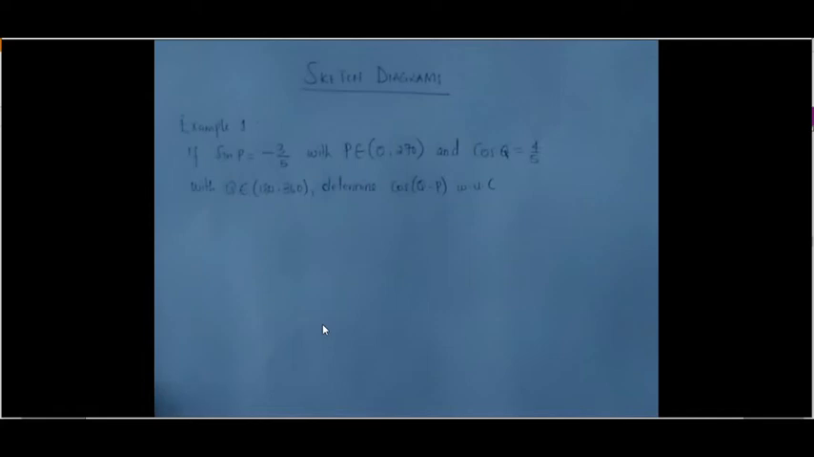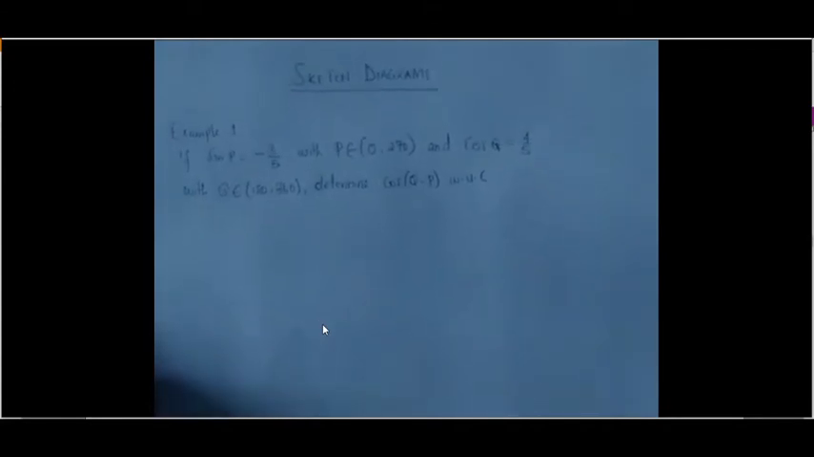Dealing with sketch diagrams and trigonometry, let's look at this example. If sin p equals -3/5, with p being an element of angles ranging between 0 and 270, and cos q equals 4/5, with q being an element of all angles ranging between 180 and 360. Determine cos(q - p) without the use of a calculator.